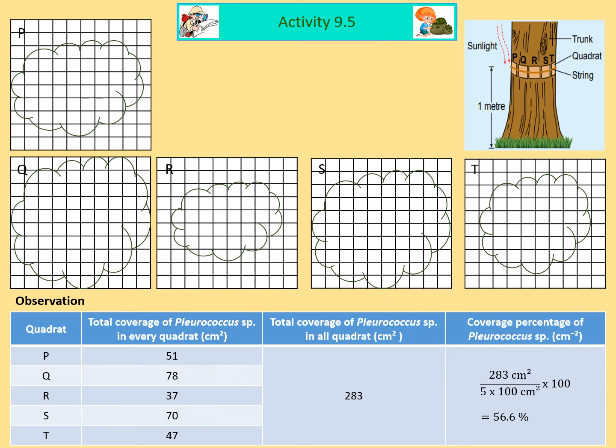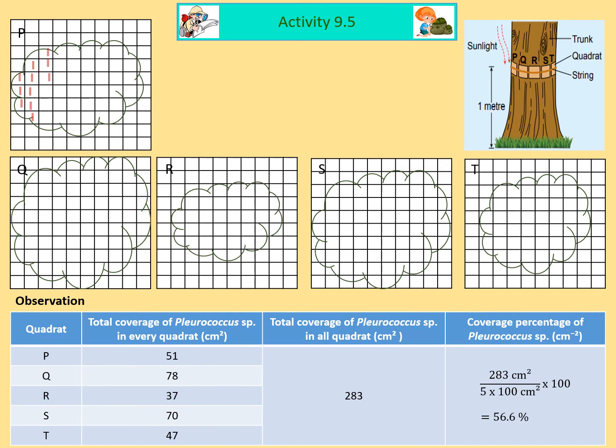Okay, let's see how. Number 1, 2, 3. This one we cannot count it because it is not more than half a square. So this one, 4, 5, 6, 7, 8. This one is not more than half.